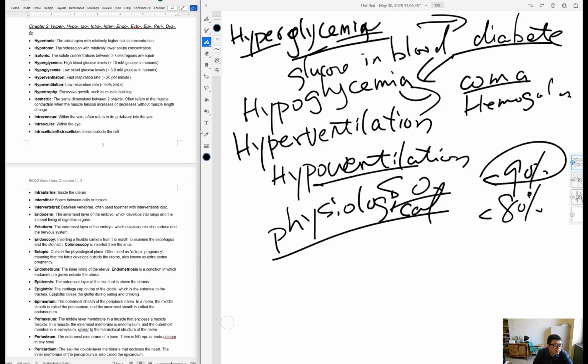So then next, hypertrophy. Hypertrophy means grow.